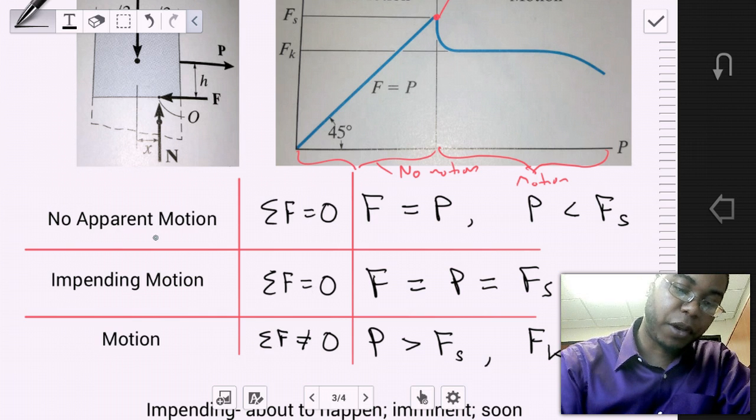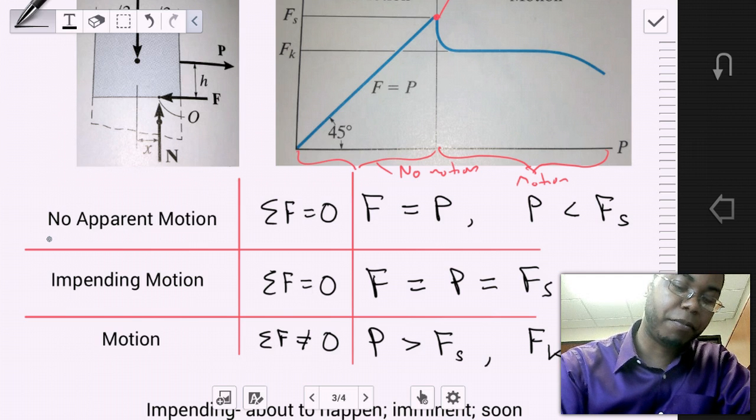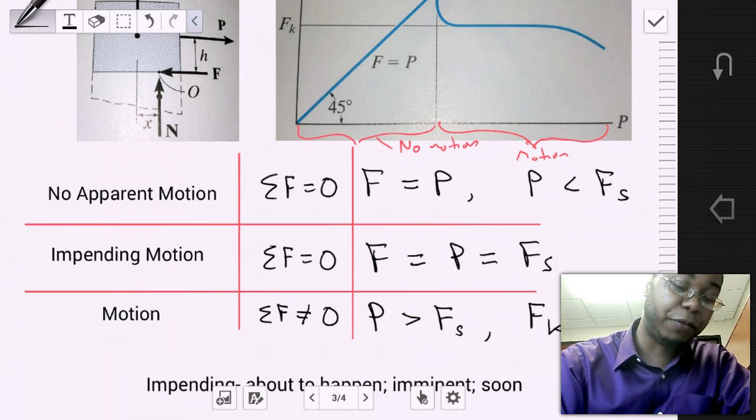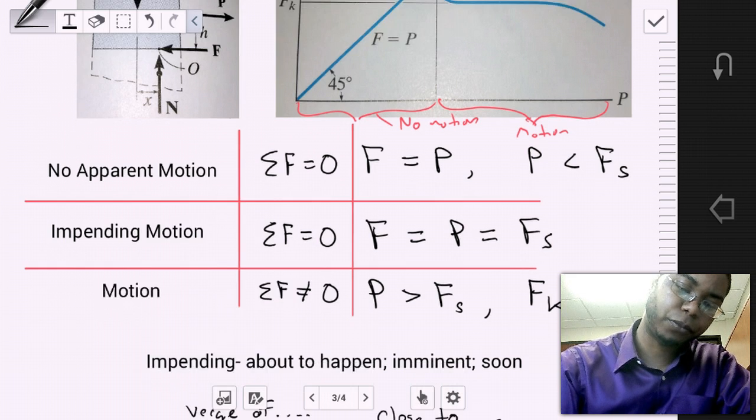Okay? So it's very important to be comfortable with understanding what F is, what P is, and what Fs and Fk are, and how we can identify if there's no apparent motion, impending motion, or motion.